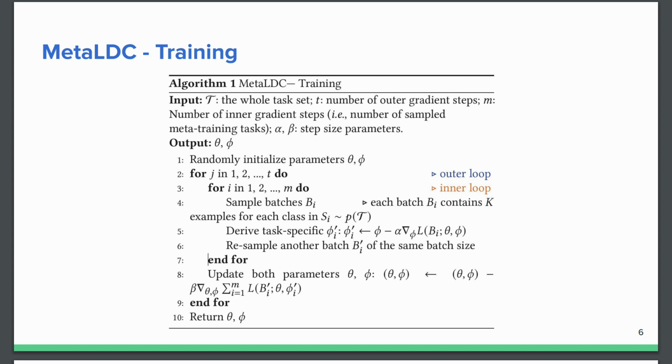So you can see there are two loops in the algorithm. On the inner loop of the algorithm, we would only update the last layer's parameters. So we treat the last layer of the parameters as a specific task embedding. And on the outer loop, we would update all the parameters to minimize the loss of the objective function.